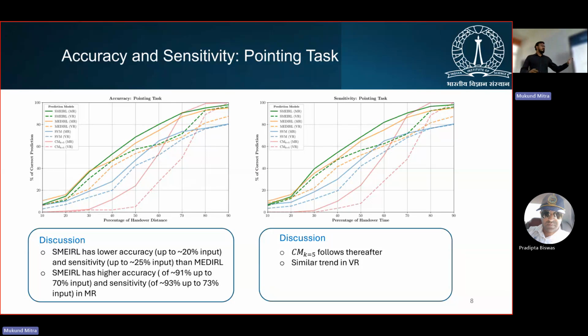Yeah, so in the initial part, when the input is less, we see that SMRL has lower accuracy and sensitivity. But as the input increases, SMRL performs better compared to other state-of-the-art methods, up till 70% of the task. After that, we see that CMK5, that is classical kinematics of motion, performs better because it has already seen a lot of data and only a few data are left to be predicted. So CMK5 performs better. A similar trend has been observed in VR as well.